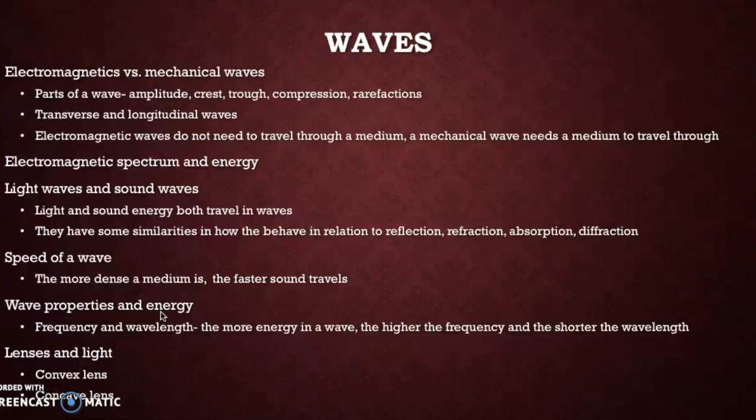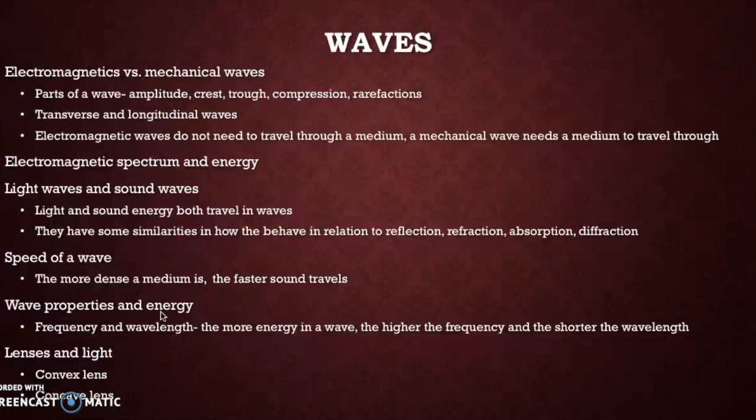The electromagnetic spectrum and energy: what you guys need to know about that is that frequencies increase because of the energy that you put in. So if you look at your electromagnetic spectrum, it varies in wavelength and frequency, and there's only a small part of that electromagnetic spectrum that we can actually see in visible light. And that's where we can see our colors and things.